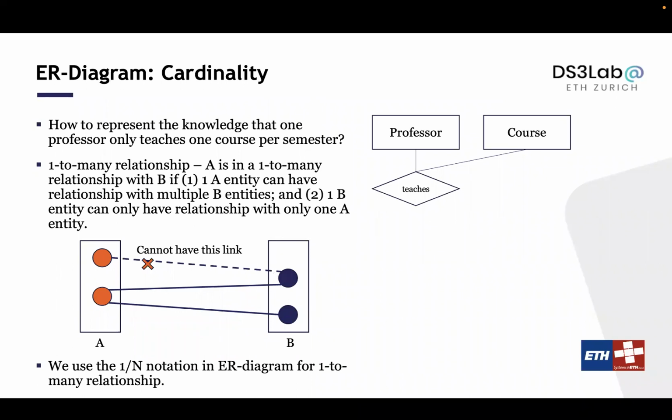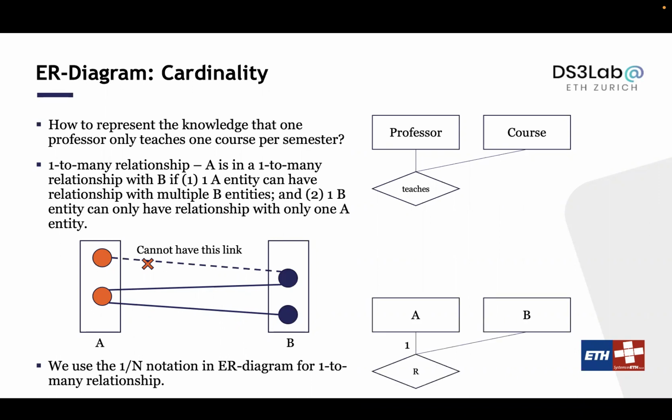So how do you draw this inside the ER diagram? There are multiple ways you can do it. We are going to talk about the second way on Wednesday, but today, you can use this one and n notation. If A participates in a one-to-many relationship, you write one in the one part, and you write n in the many part.